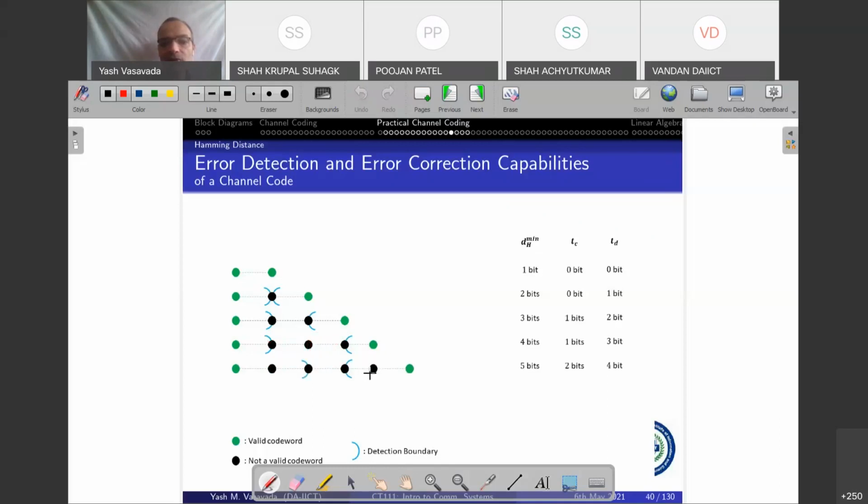What if the minimum Hamming distance becomes 5 bits? Well, now I can say that TC is 2 bits because my Hamming spheres, I can draw them to be of radius 2 bits and they are not touching each other because DH-min is 5 bits. So with 5 bits, TC becomes 2 and TD becomes 4.